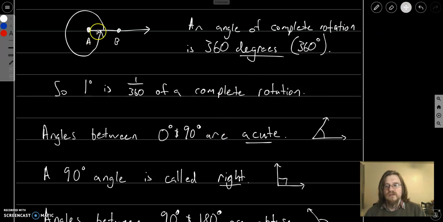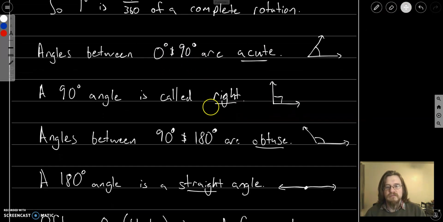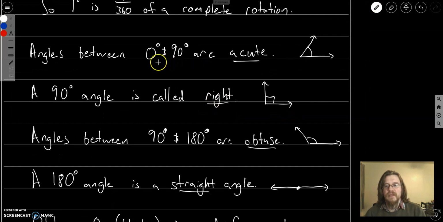So when we're talking about these angles, some of them will have some names so that we can identify them a little bit easier. So angles between 0 and 90 degrees are called acute.